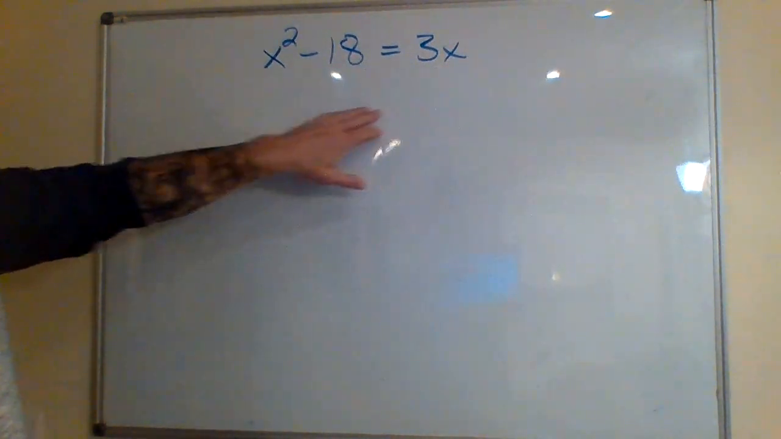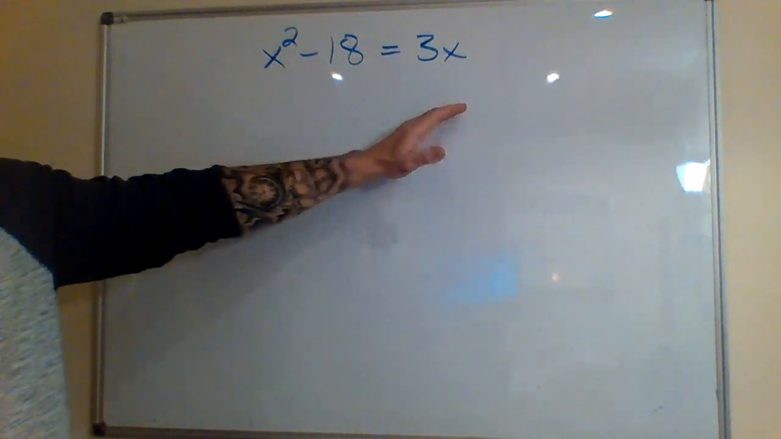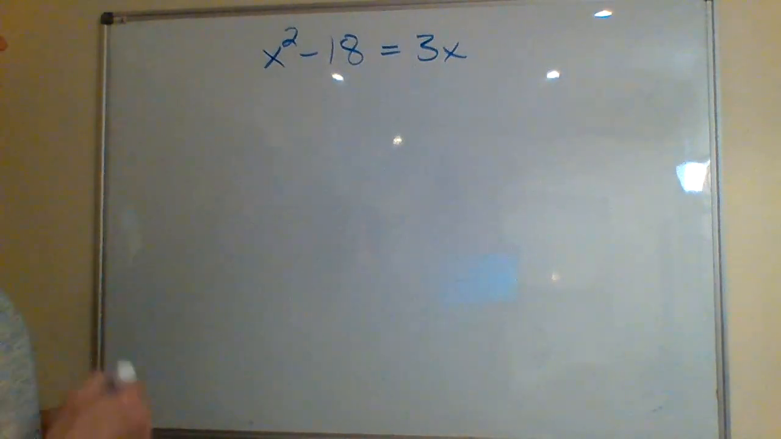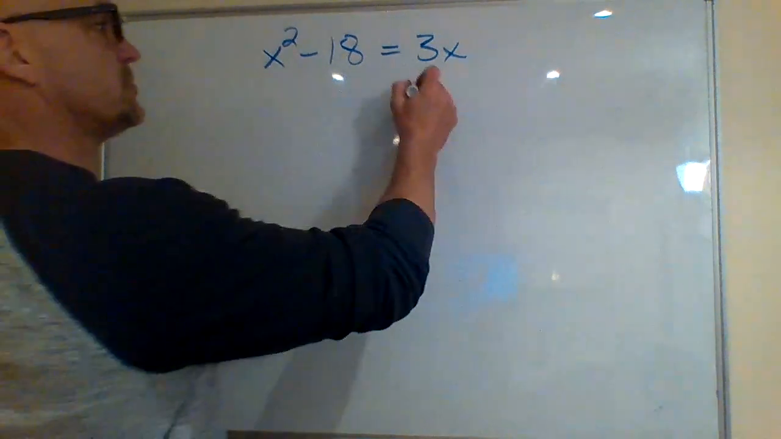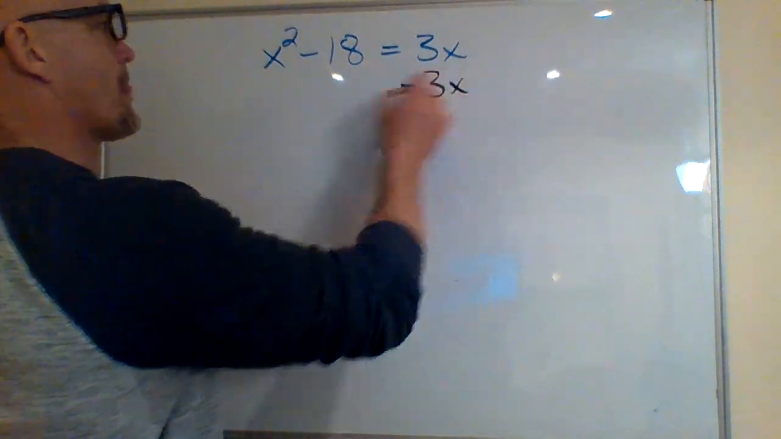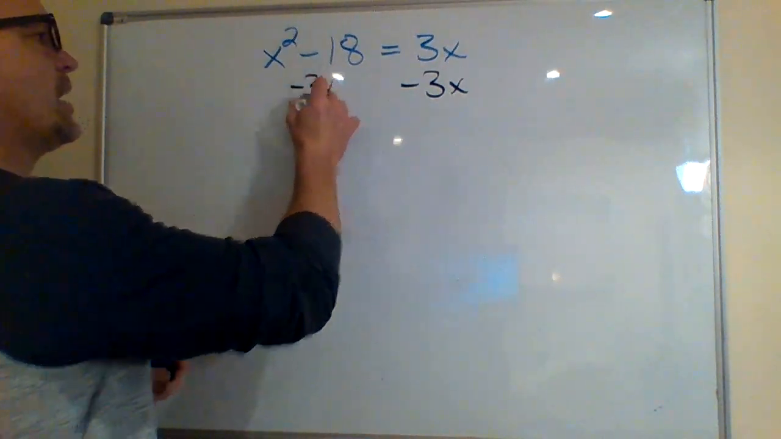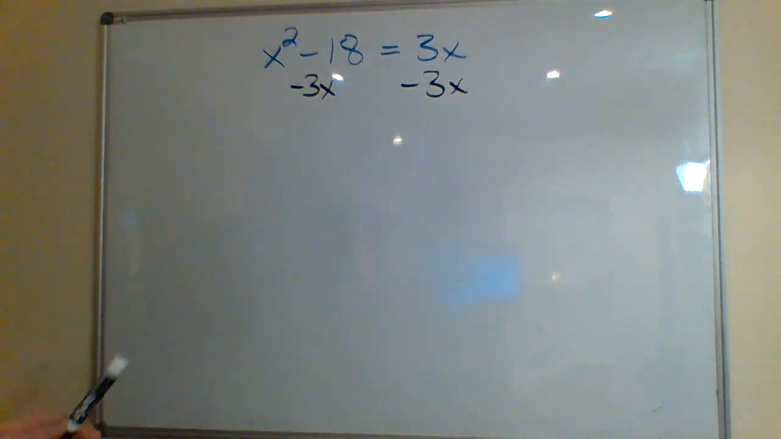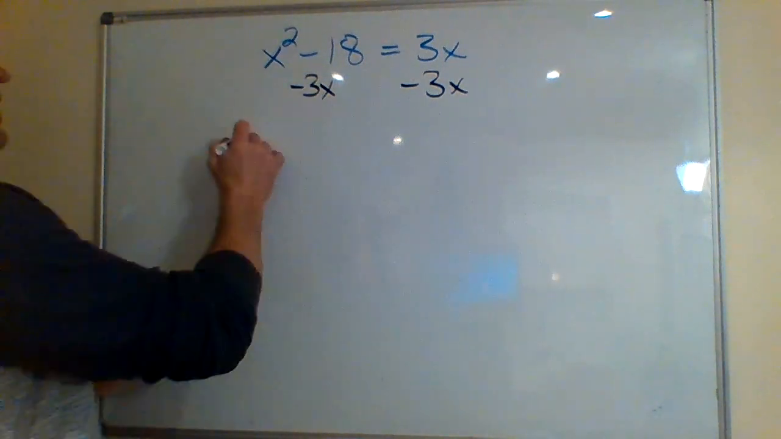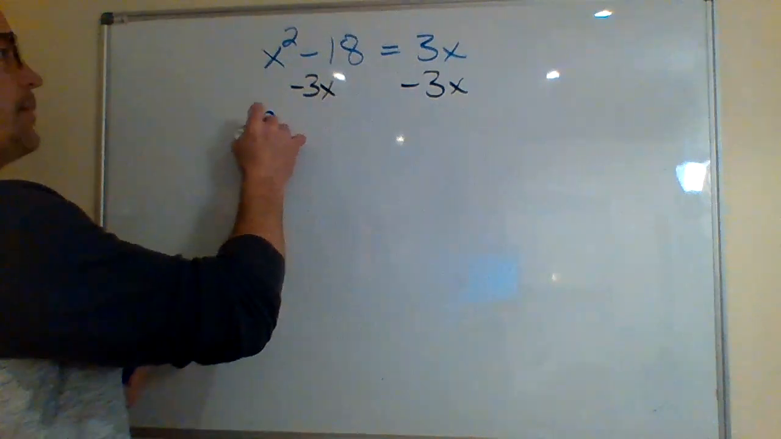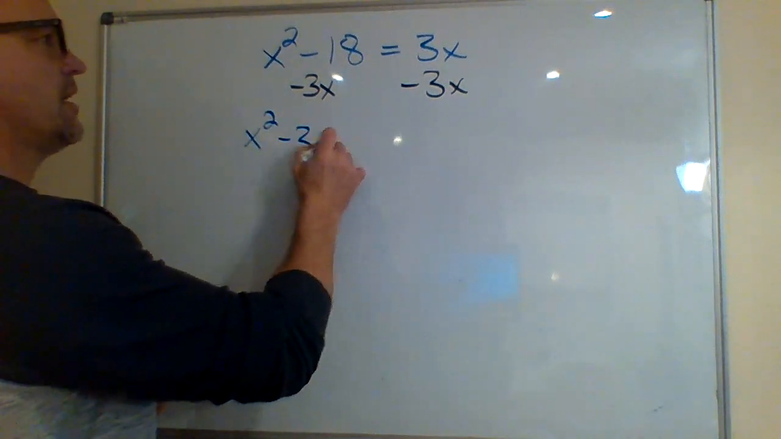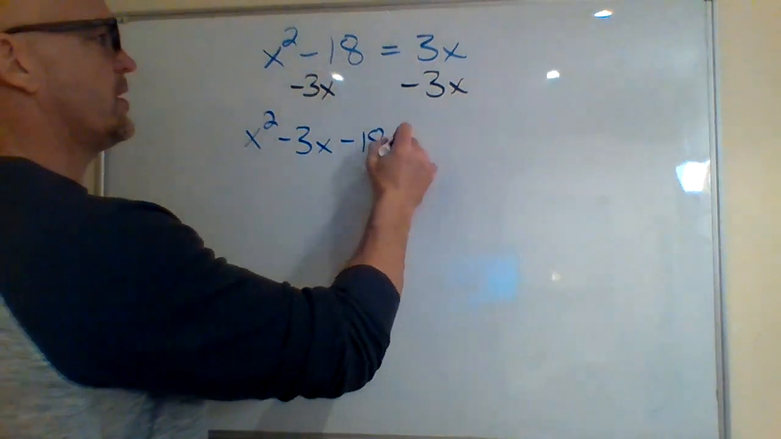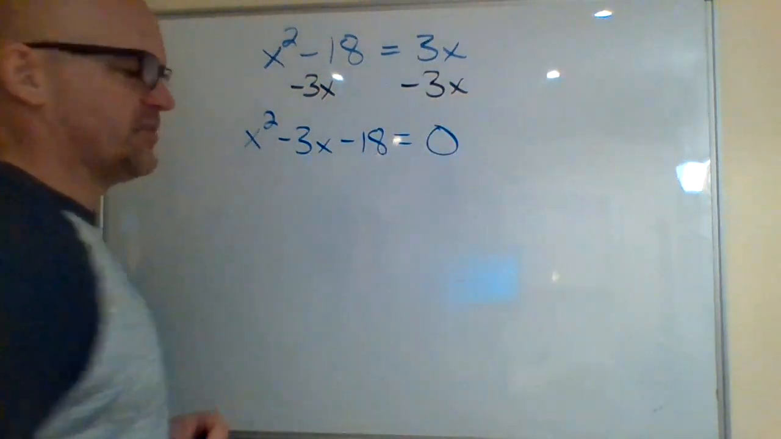So I'm going to bring this 3x over here, get it set equal to 0, and I'm going to try to factor it and solve with the zero product property. So very first thing I'm going to do, subtract that 3x. And when I subtract that, I'm going to go ahead and put it in order and do all that in one step. I'm going to realize that this becomes x squared, then would be the minus 3x, then the minus 18. And on this side, I'm going to have 0.